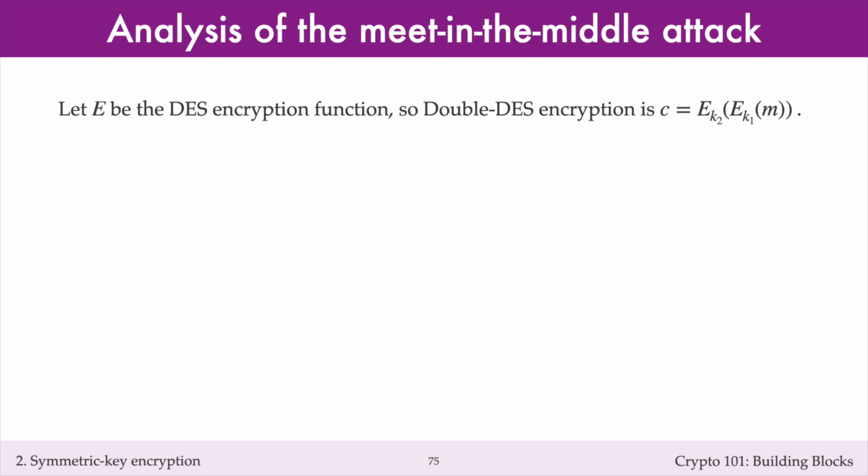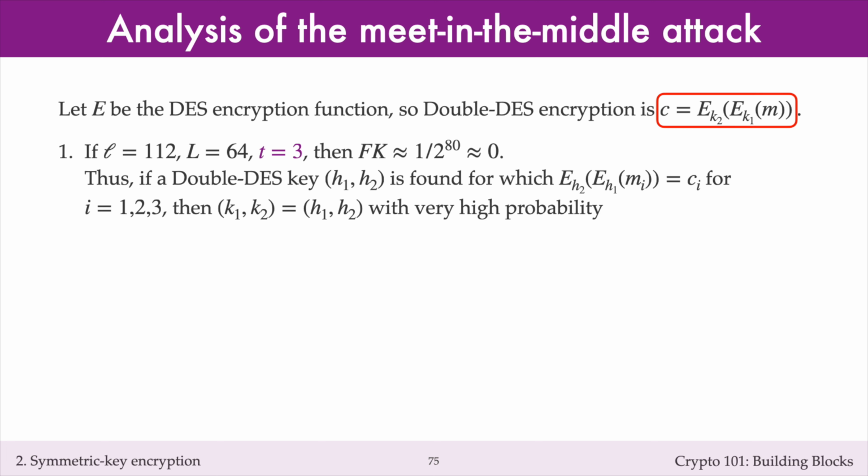Let's return to the correctness of the meet-in-the-middle attack. I'll let E now denote the single DES encryption function. Double DES encryption is described by this equation. Double DES has a key length of 112 bits and a block length of 64 bits. In the meet-in-the-middle attack on double DES, we had 3 known plaintext-ciphertext pairs, and so t equals 3. By the formula on the previous slide, the expected number of false keys for double DES with t equals 3 is roughly 1 over 2 to the 80, which is very close to 0.